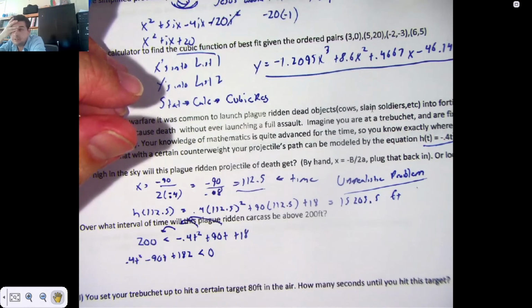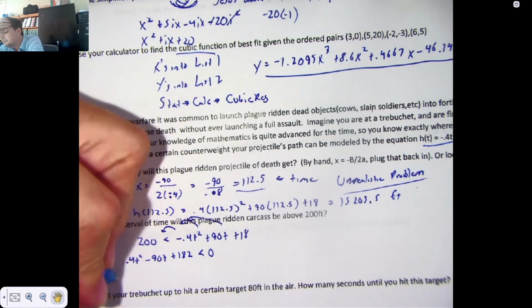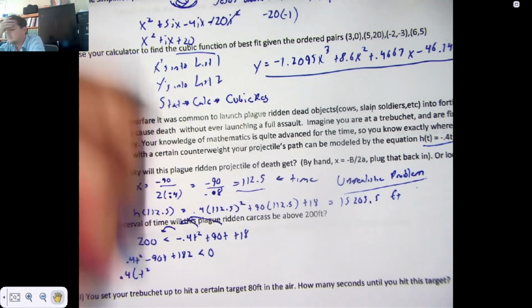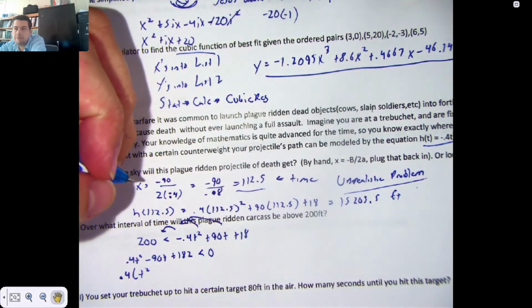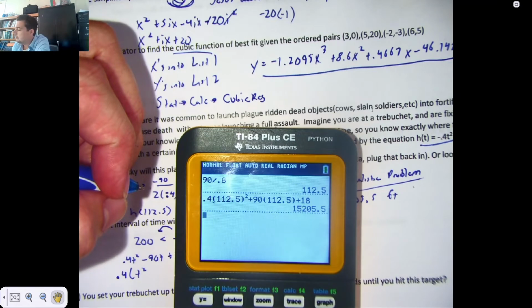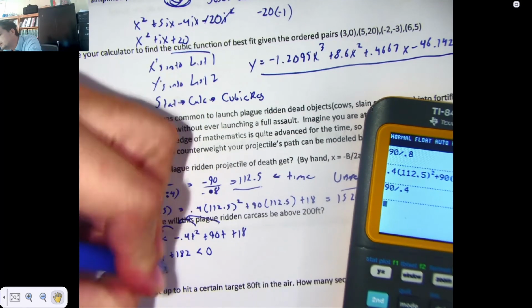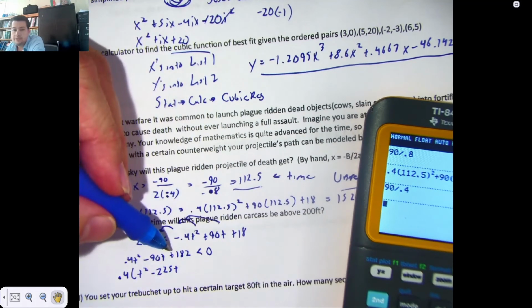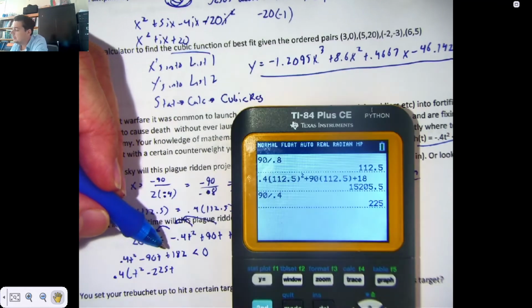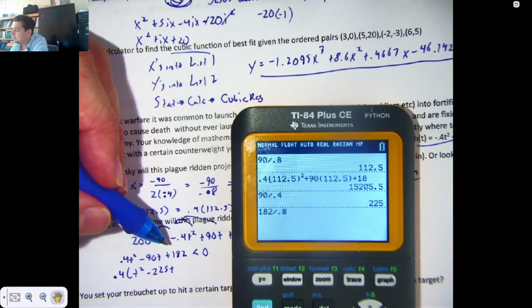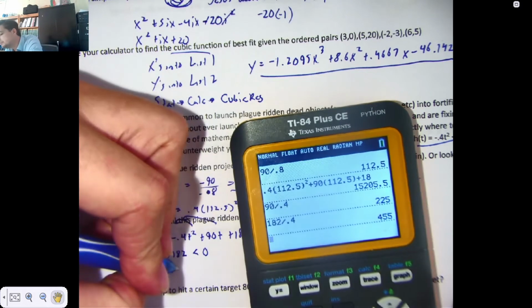I'm going to pull a 4/10 out of everything because everything is actually divisible by 4/10. At least it should be. Take 90 and divide it by 4/10. You should get a decent number. 90 divided by 0.4, 225. So minus 225t. You take 182, you divide it by 0.4. You'll get a decent number. 455.